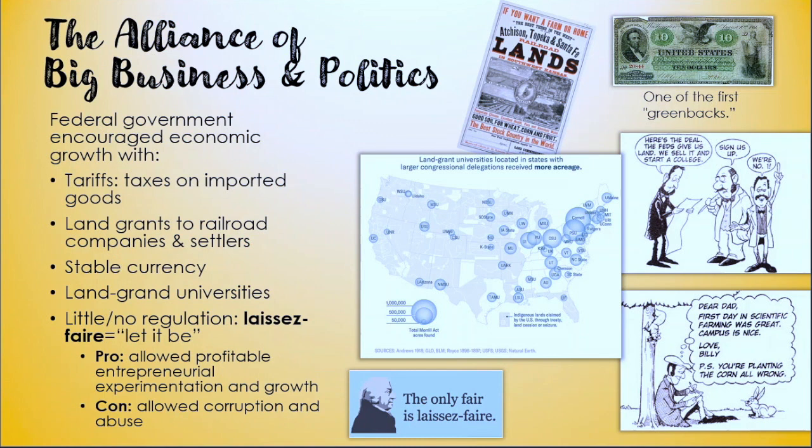The federal government allied with big business in different ways. Remember, they encouraged economic growth after the Civil War by imposing high tariffs. Tariffs are taxes on imported goods. They granted public lands to railroad companies and settlers in the West, as we looked at last week and you read about last week, by establishing a stable currency. So they established a currency for the entire country rather than states having their own currencies. And they encouraged the creation of land-grant universities to accelerate technical innovation and research.